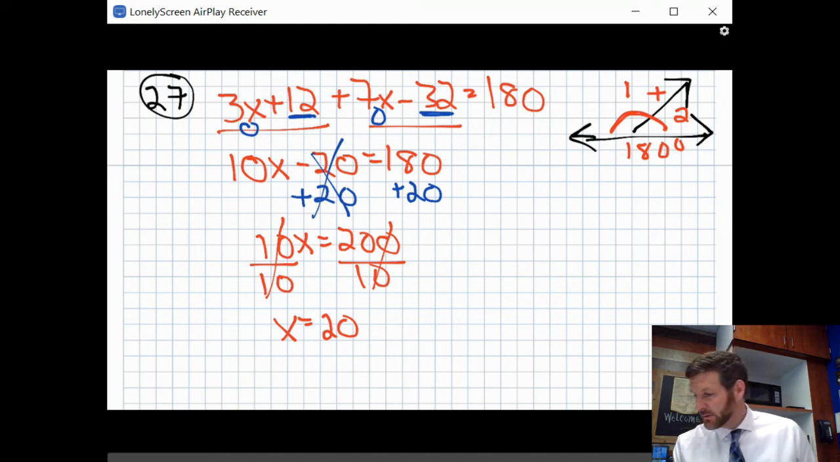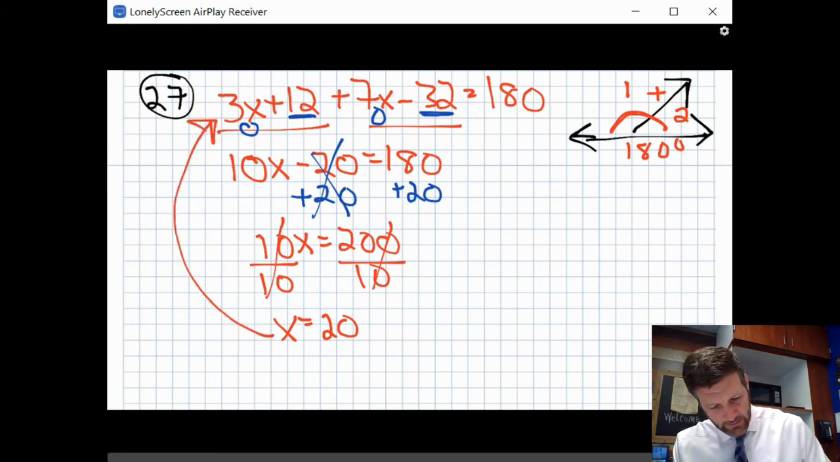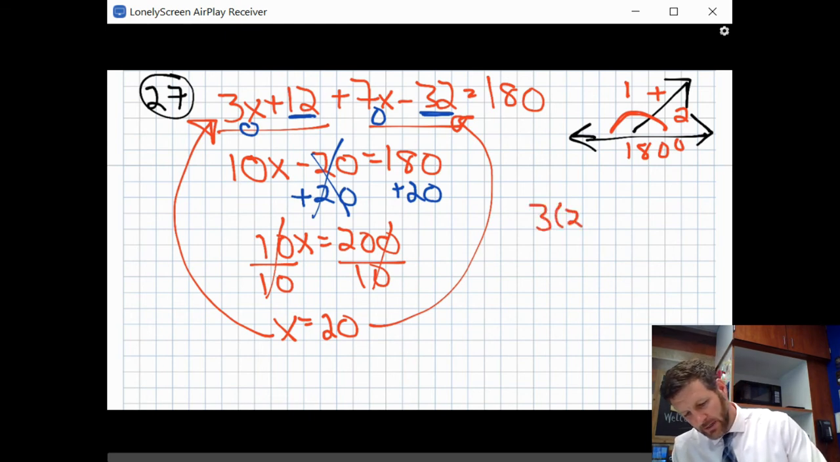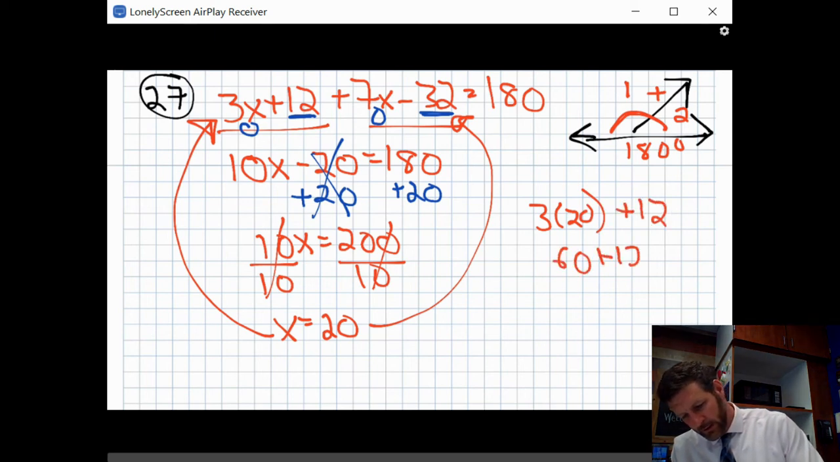But once again, check the black. I'm not supposed to just find x. I'm supposed to find both angles. So that means I need to plug it into here. And maybe even into here, but I'll show you a slight shortcut, because you can plug it into both, or you can do it the way I'm going to show you. So first I'll plug it into the first one. 3 times 20 plus 12. So that is 60 plus 12 equals 72 degrees.